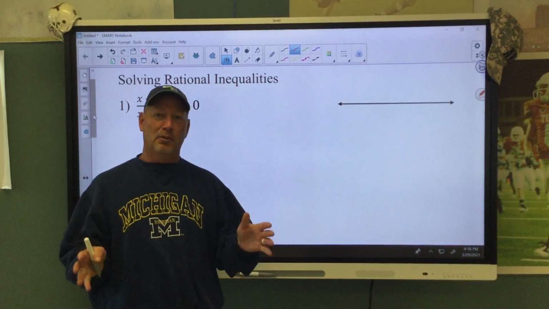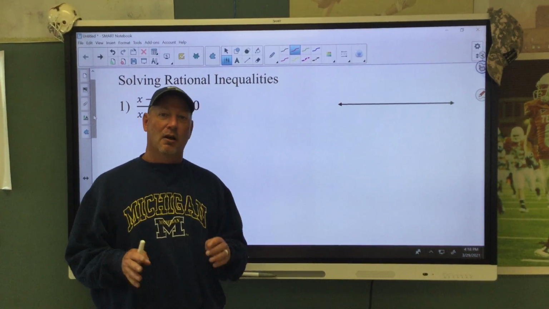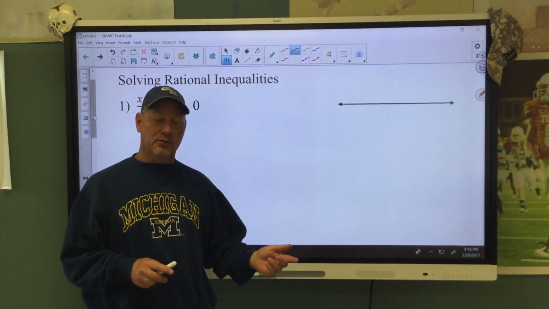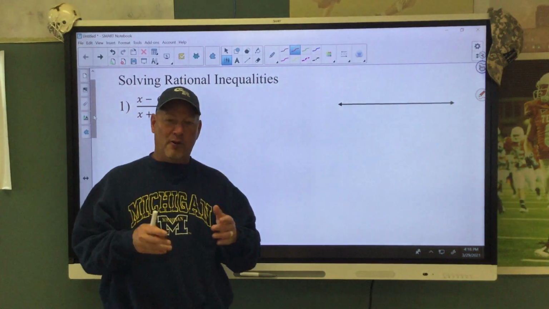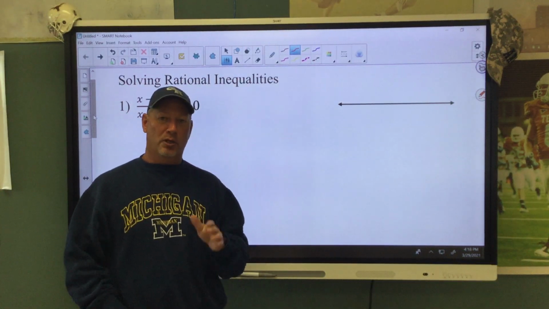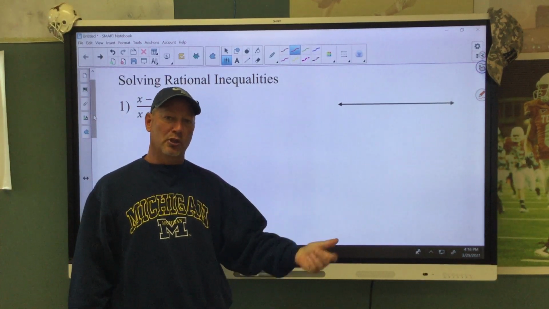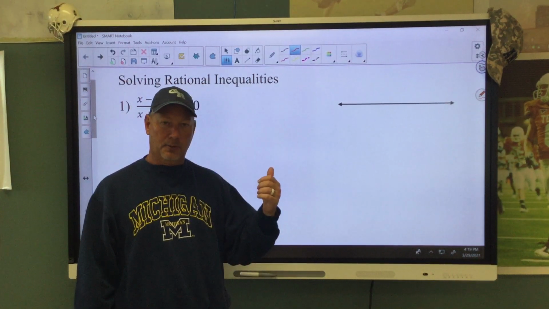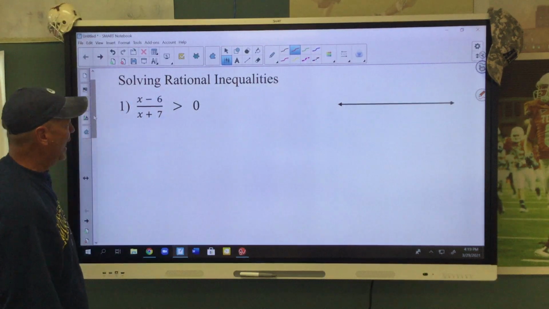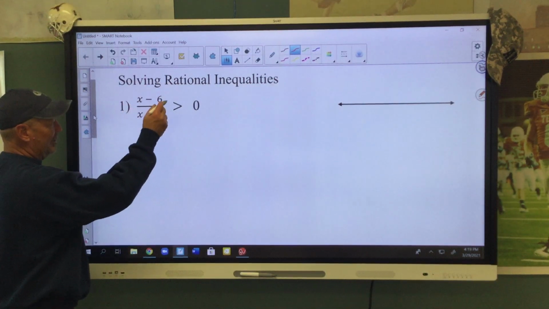They're going to be very similar to what we did in the past of solving quadratic inequalities. We're going to section off our number line into zones, and we're going to talk about good, bad, good, bad. And once we get into it, you're going to remember what we did in the past. Okay? All right, so what I'm going to ask you to do is we're going to take each term.